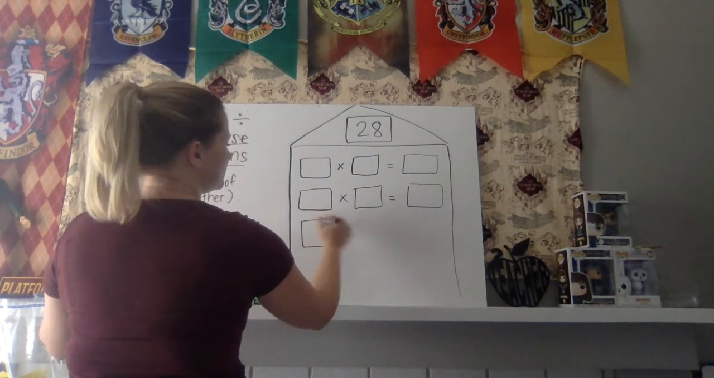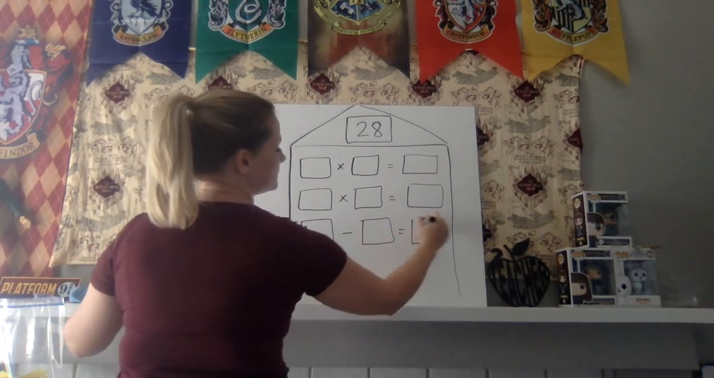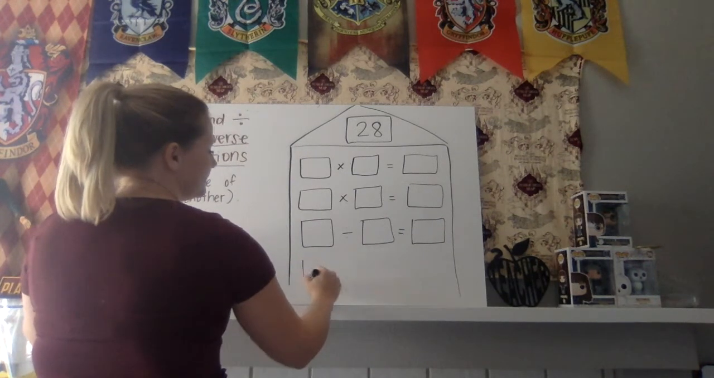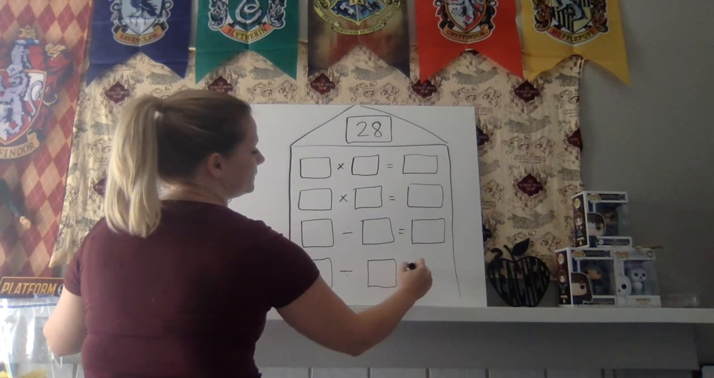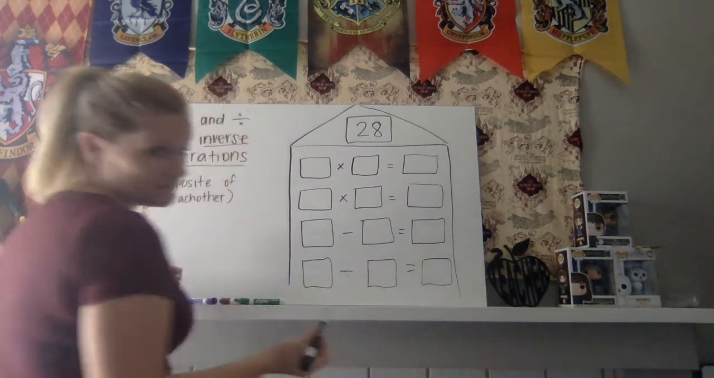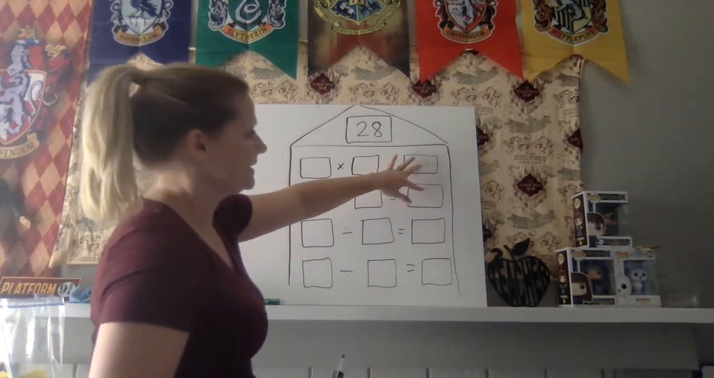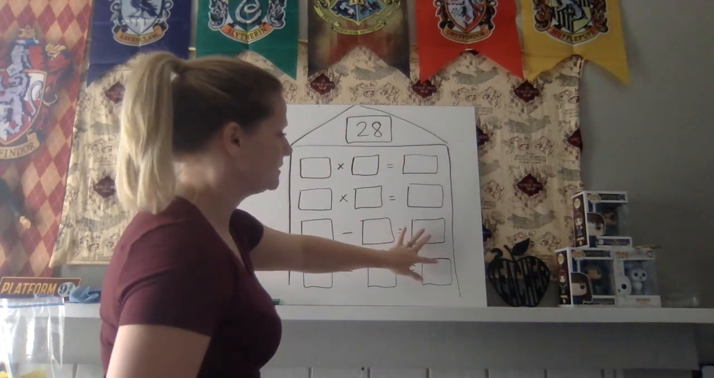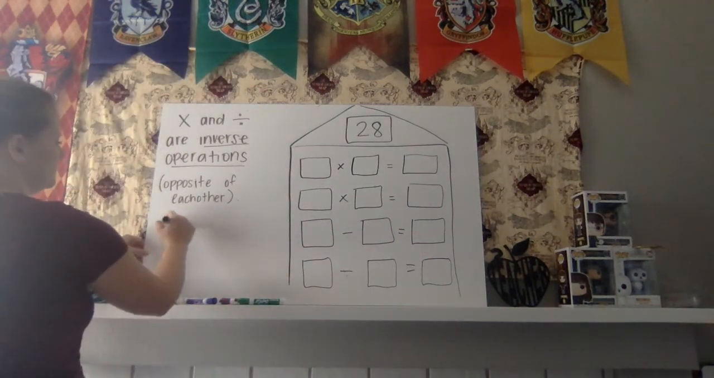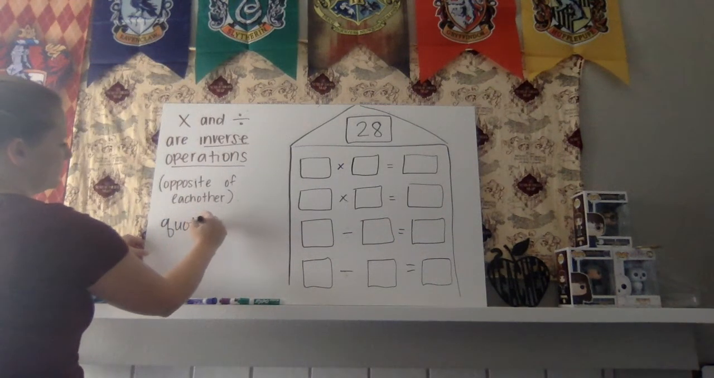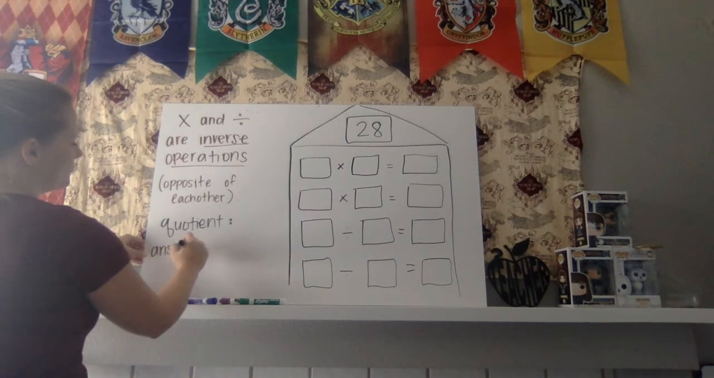Okay, now we're going to get into division. That box divided by this box equals something. And this box divided by this box equals something. Okay, so we talked about product. That is the answer of a multiplication equation. A quotient is the answer to a division problem.